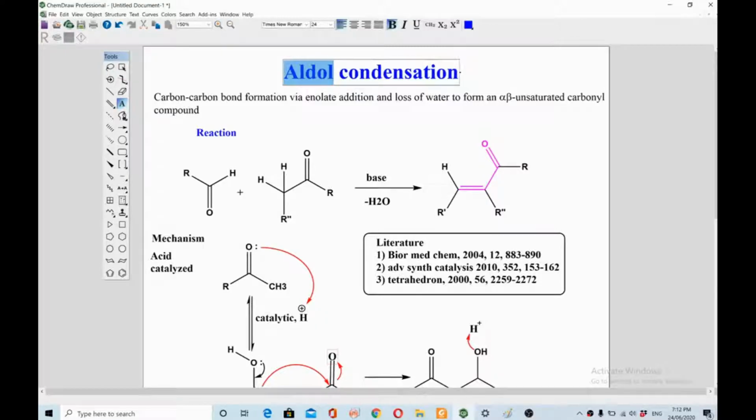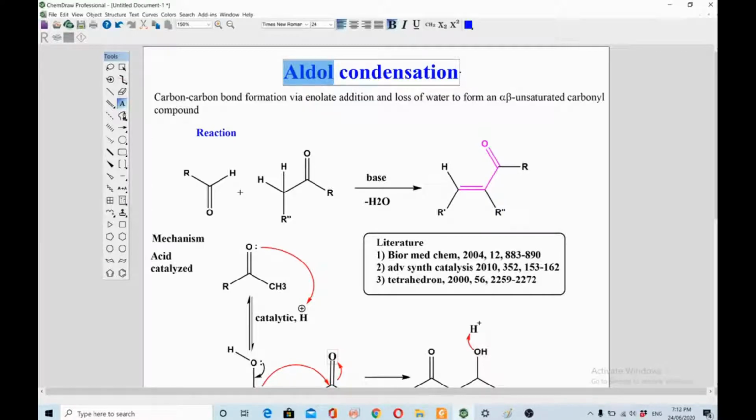Because when the reaction is formed, it gives you a product that is an aldol, meaning it contains ald, that is the aldehyde part, and ol means OH, the alcoholic part. That's why it's called aldol. Again I'm repeating, ald because of aldehyde and ol because of alcohol.